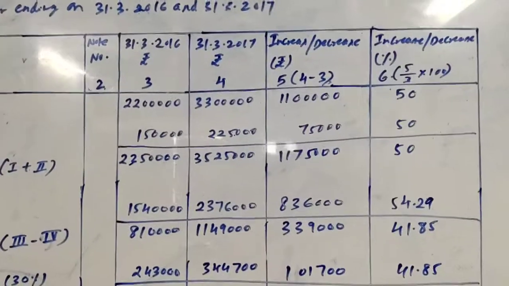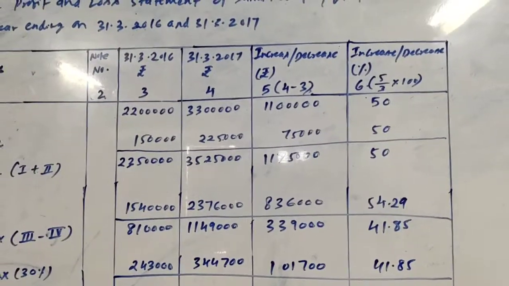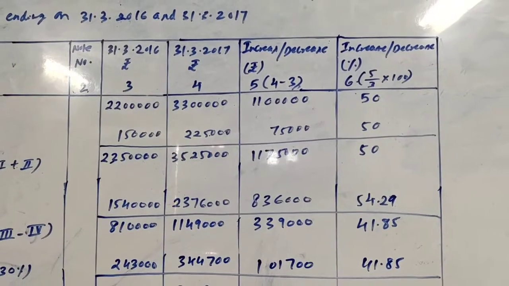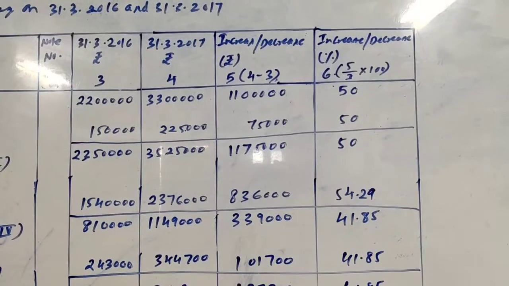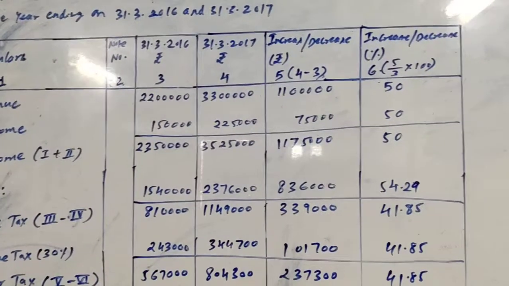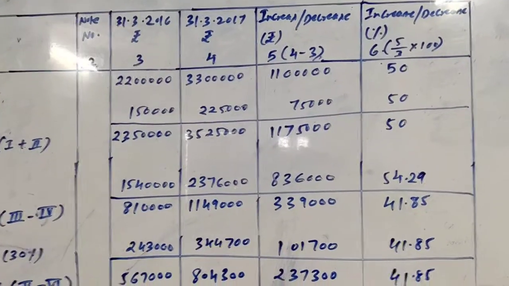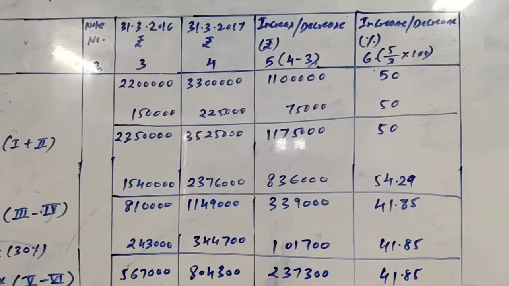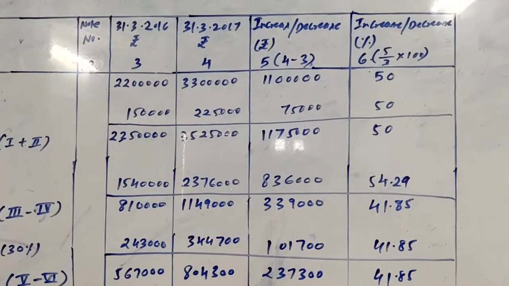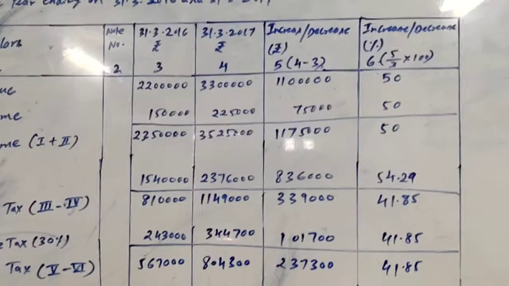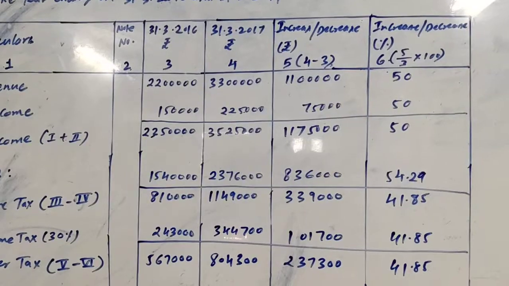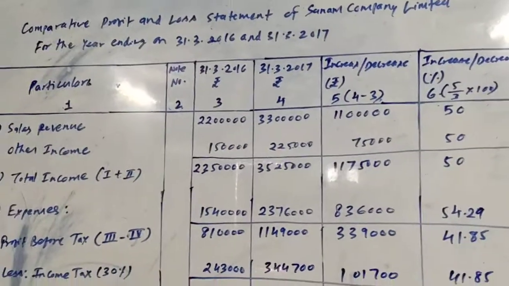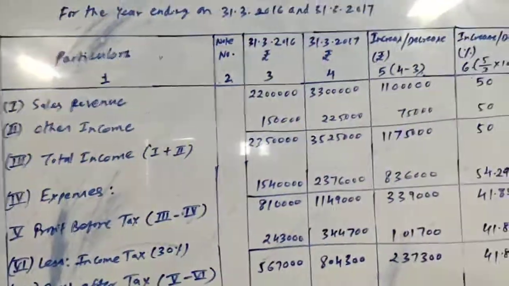So 4 minus 3, which is the increase or decrease in rupees. And the sixth column is the percentage increase or decrease, which can be calculated as the fifth column divided by the third column into 100. That means the increase in rupees divided by the value in the year 2016 into 100. So this way we have to find. Let us take one by one all the items and record them accordingly.